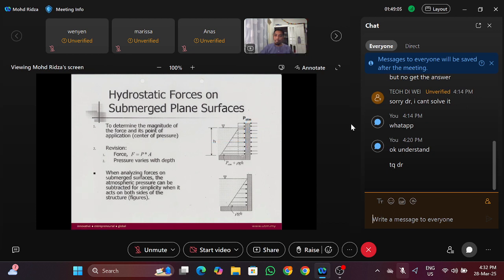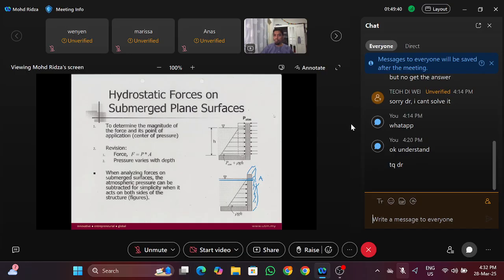So imagine this is a wall. So this is 2D, two-dimensional. If it's three-dimensional, it's actually like this. So the area, because we are talking about hydrostatic, so we are talking only up to the surface, up to this. So this is the area that we are concerned with. So the height times the width, that's the area, right? This is A.